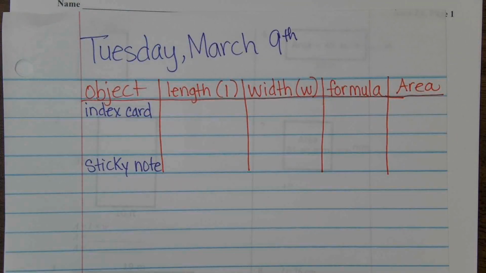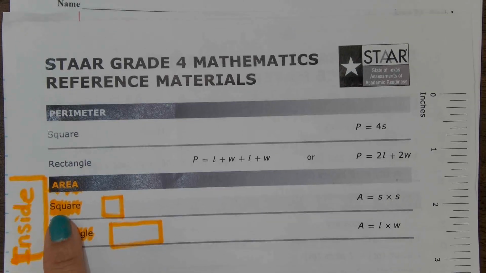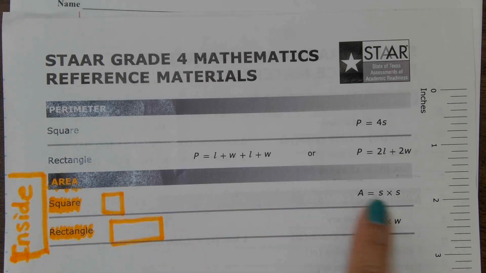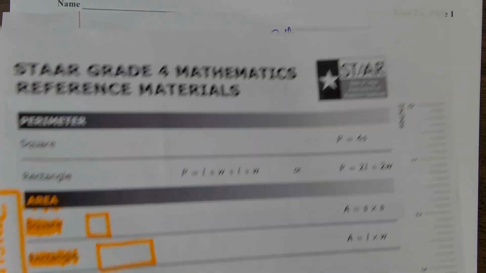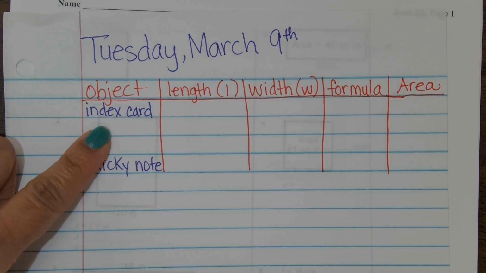We measure the length and the width. To find the area of a square, you do side times side. To find the area of a rectangle, you use length times width. The first thing we're going to measure is our index card.